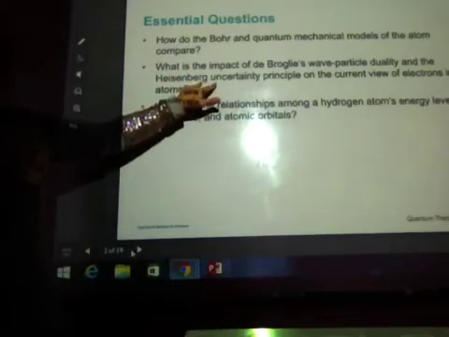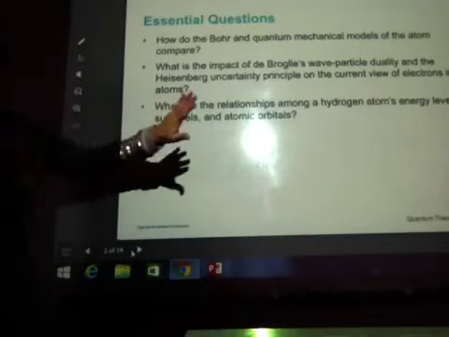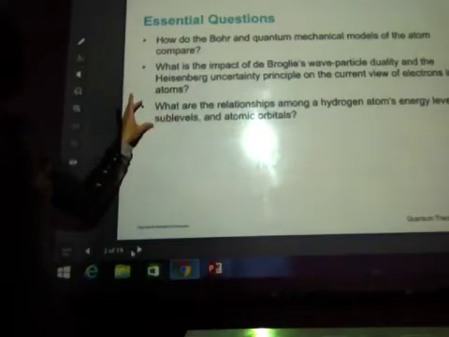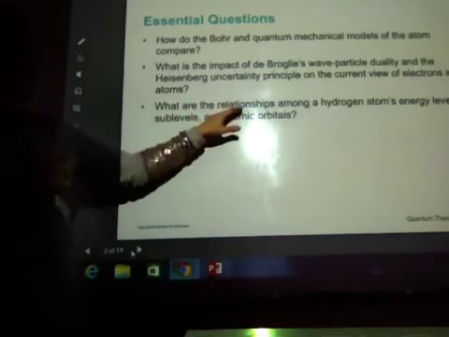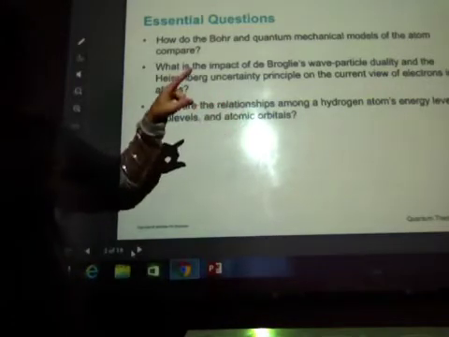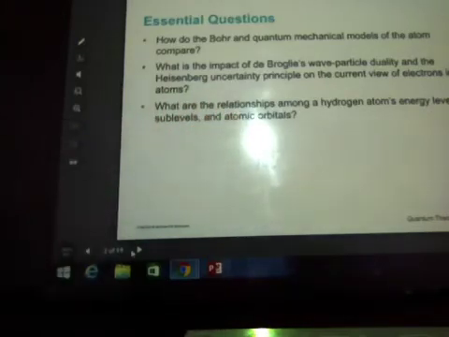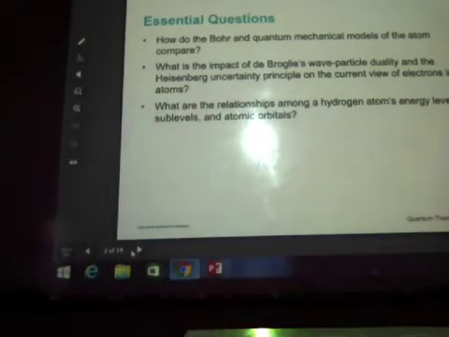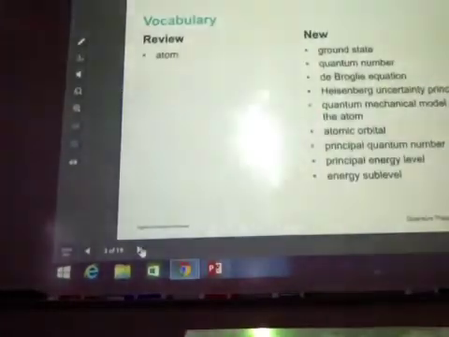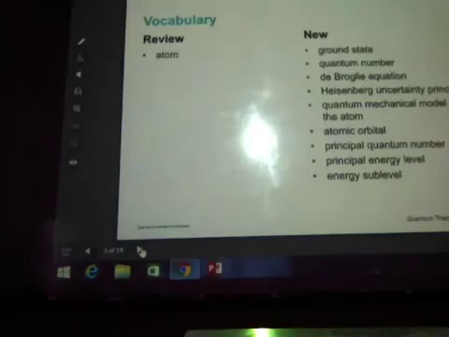There is a formula. We won't use that formula. I just want to show you what it's used for. Heisenberg uncertainty principle, you'll want to know what that is. And then this last bullet is what we'll spend a lot of time on the next 2 days. What are relationships between energy levels, sublevels, and atomic orbitals? What's the difference? What does it mean? Where do the electrons go? And here are your vocab words.